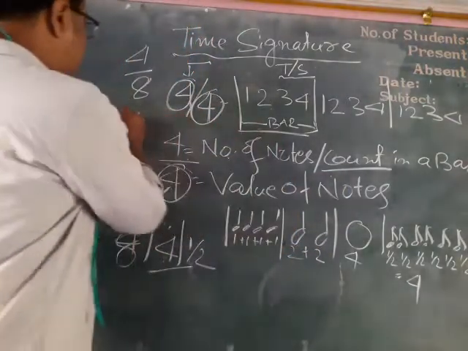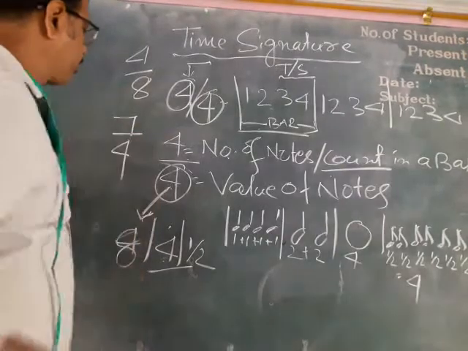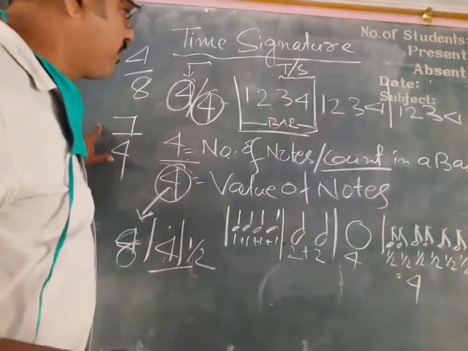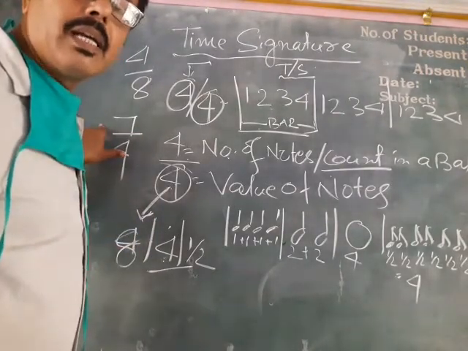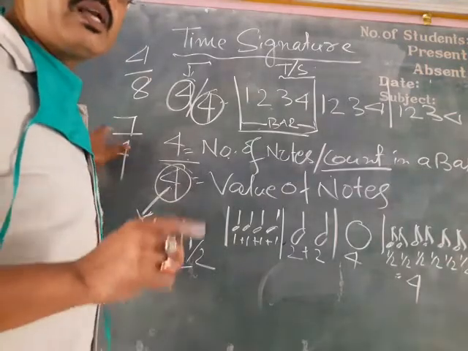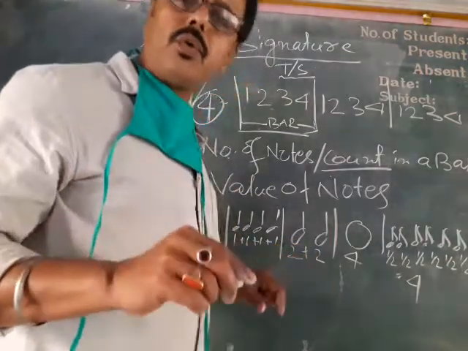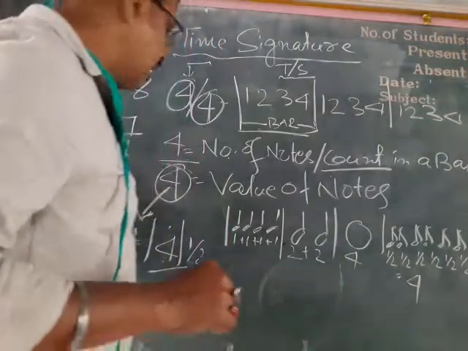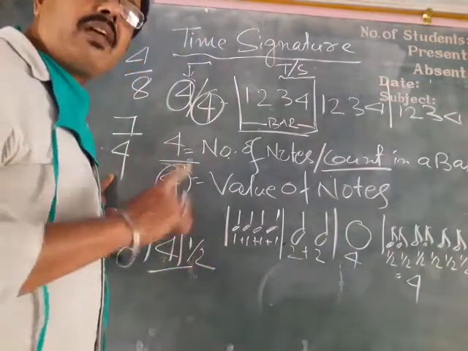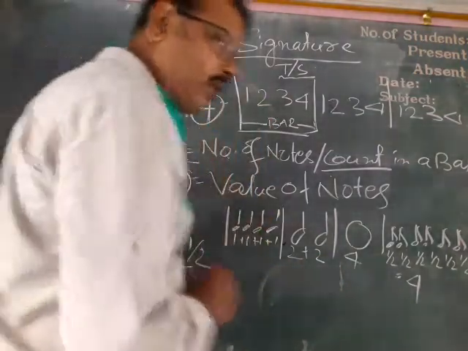Okay, if I say 7/4, how many counts will be there in a bar? 7 counts will be there. 1, 2, 3, 1, 2, 3, 4. 7 counts will be there in a bar. The value of the notes will be 4 divided by 4, which is 1.